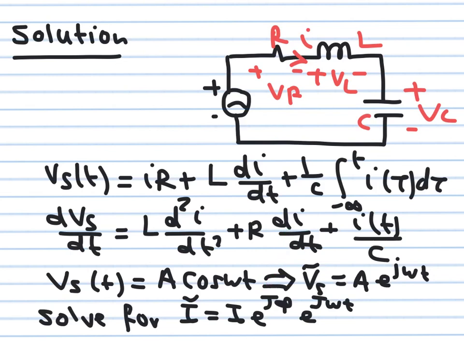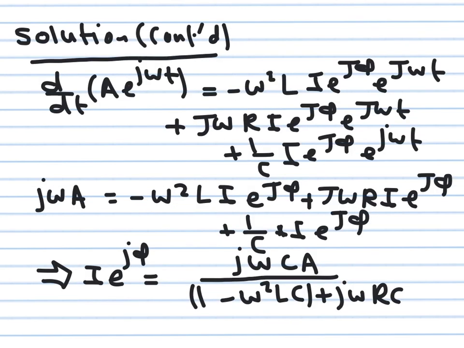So keep in mind, I have to differentiate this one twice. So we start to do these manipulations here. We substituted for the source, as you could see here, A e to the j omega t, and the source is differentiated once. I differentiated the current twice, and then I multiplied it by L. But remember, the current is I e to the j phi e to the j omega t. So when you differentiate it once relative to t, you're actually multiplying by j omega. So when you differentiate it twice, you multiply by j omega squared, which is minus omega squared.